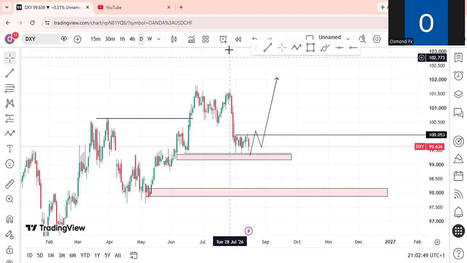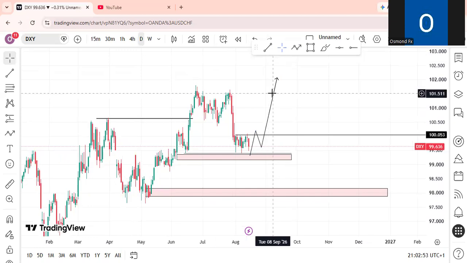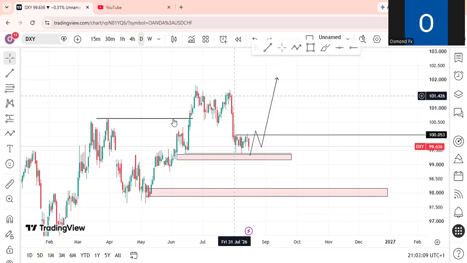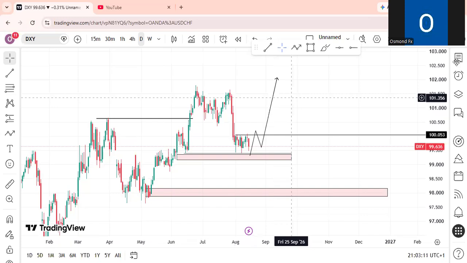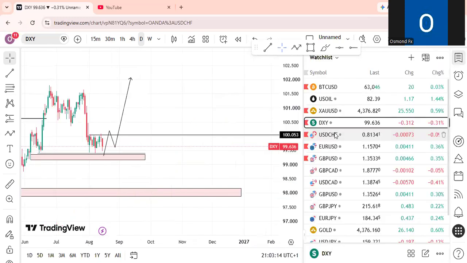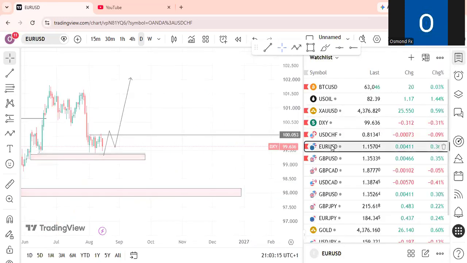If you want to learn more about market structure shift, you have to join my advanced mentorship. This particular section of our weekly analysis is just to show you what we are going to be expecting. We are not really going into details. It's just to show you where the market is going to be going so that you can trade in that direction. So enough of DXY. Let's head over to Euro USD.